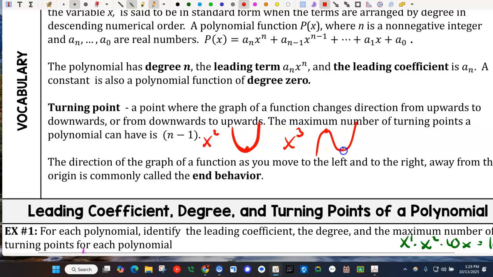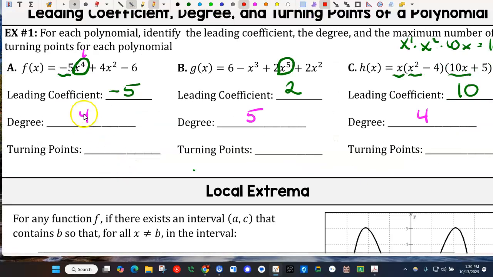So you'll notice there's a pattern. It's always one less than the degree. So if this is the third degree, it turns twice. If it's a second degree, it turns once, and that's what this n-1 means right here. So if we want the turning points, we just take the answer above, subtract 1 from it. So just subtract 1 from the degree. Okay. Not too bad. Right.